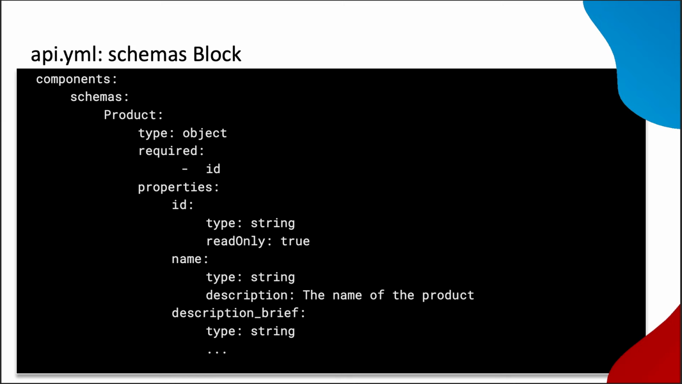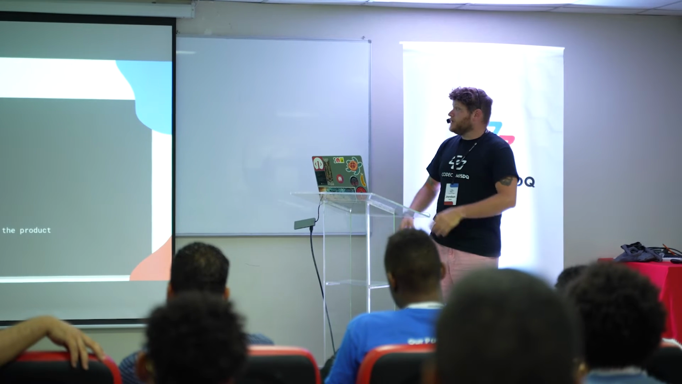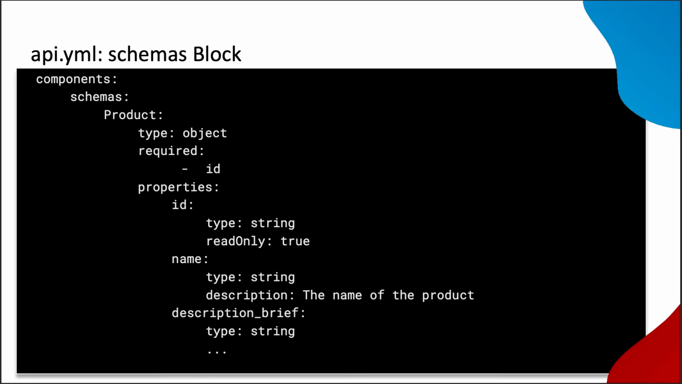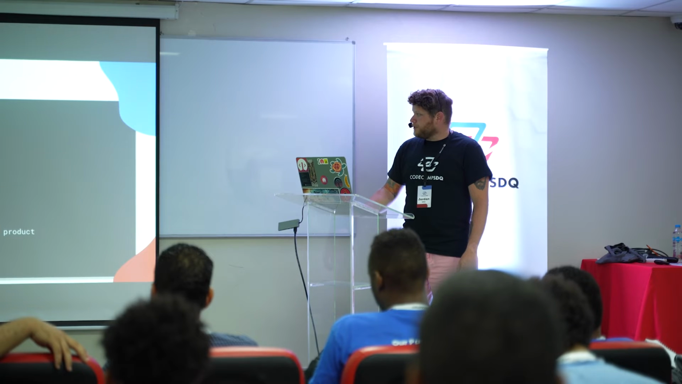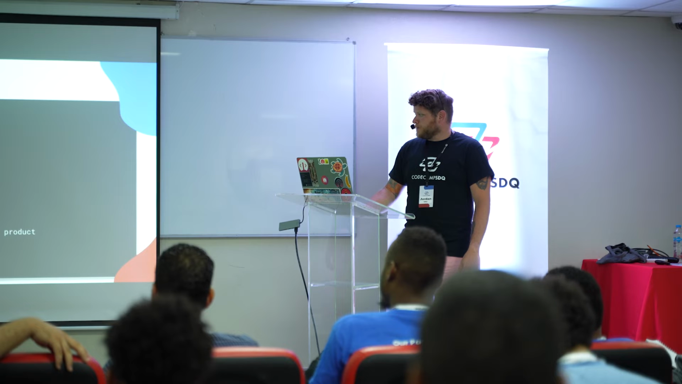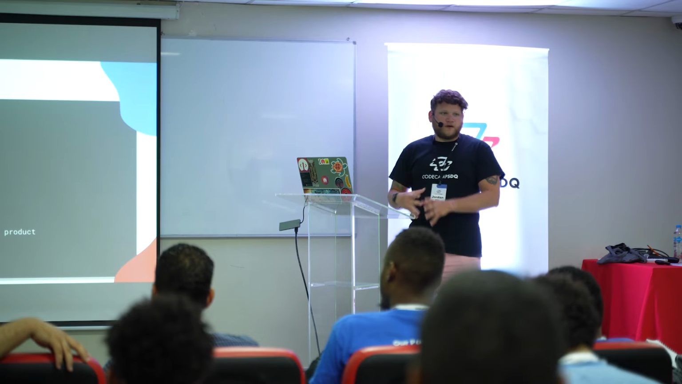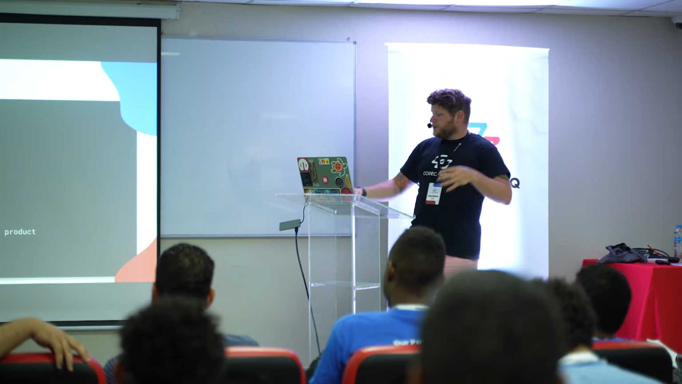The next block is called schemas. And schemas talks about the objects that you're actually manipulating with the REST API. So here we have a product schema, which is a type of object, kind of like a dictionary in Python or an object in JavaScript. And we've specified the properties. It has an ID, and that's a required property, which is read-only, and it's a string. And this can go on for as many properties as you need.